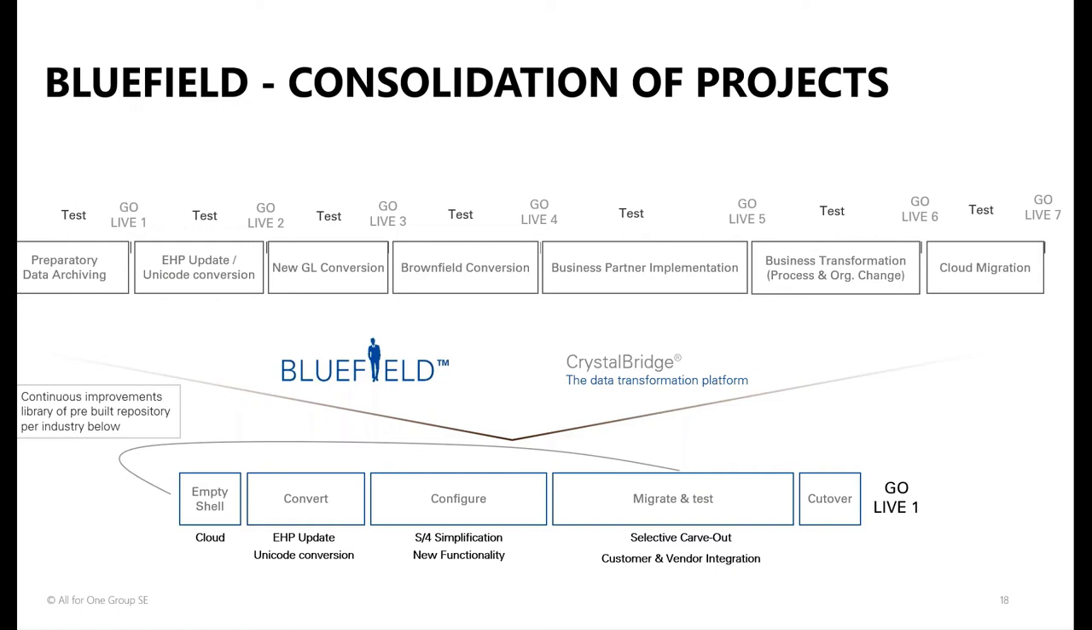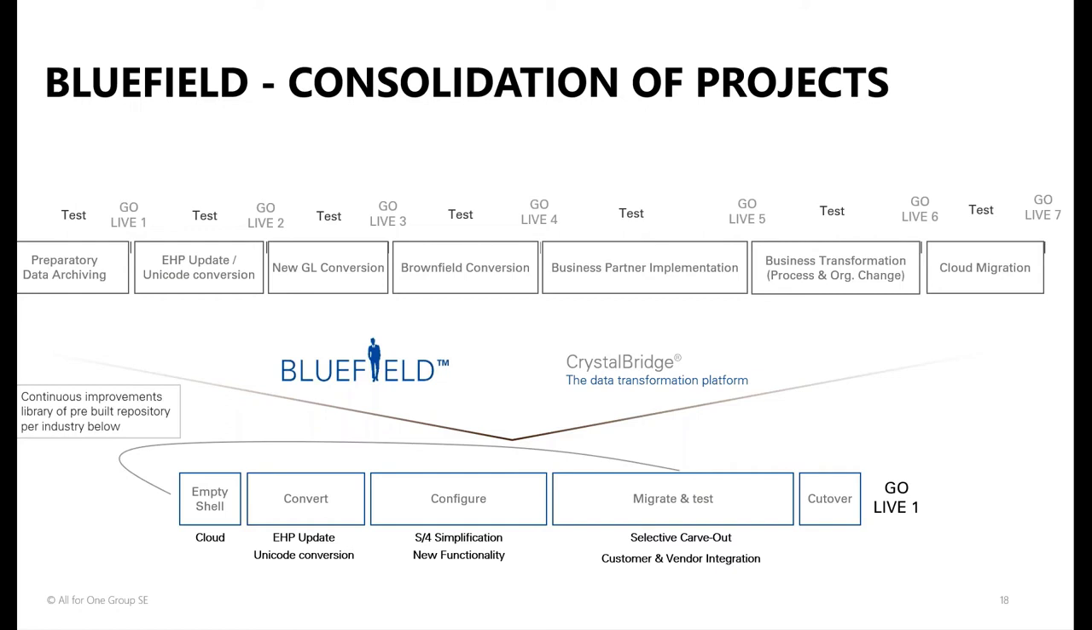And with the Bluefield approach and with the CrystalBridge transformation platform, it is possible to do all these projects which are listed on top in one go. So what does it mean in one go? It means that we can do all these steps at once within one downtime for the productive system, with one data migration and data conversion.